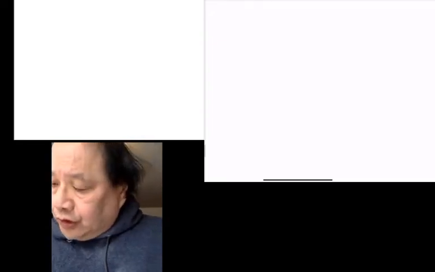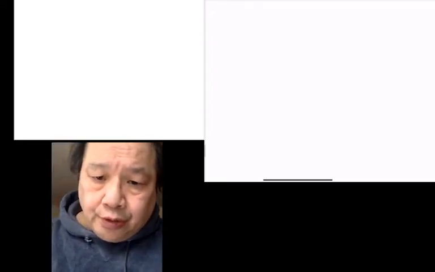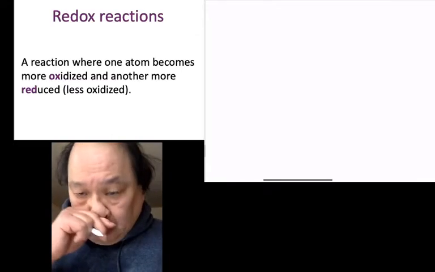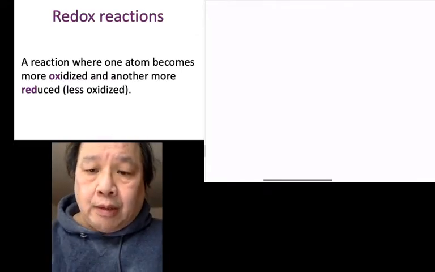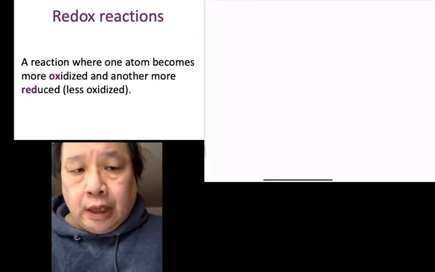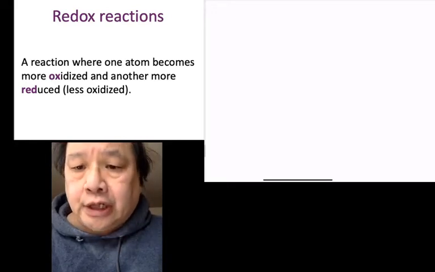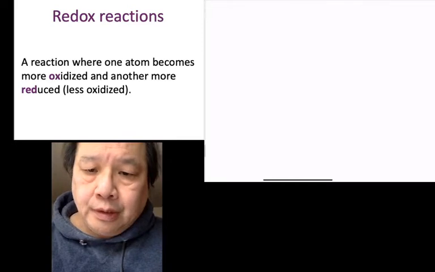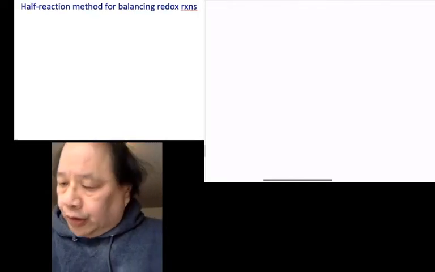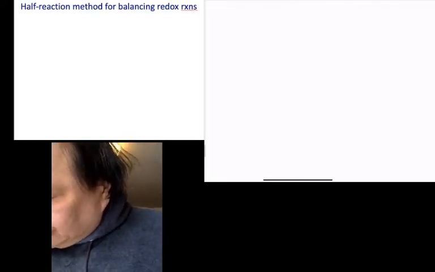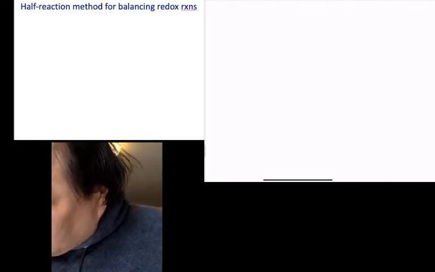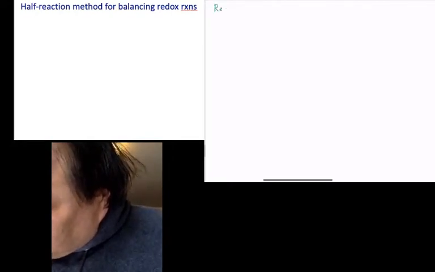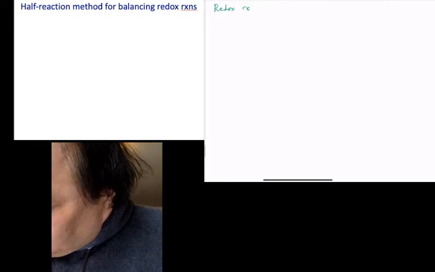In the final two clips, we will start studying redox reactions. Reactions where one atom becomes more oxidized, it loses electrons, and another atom becomes more reduced, it gains electrons. And we are going to study these redox reactions in aqueous media.